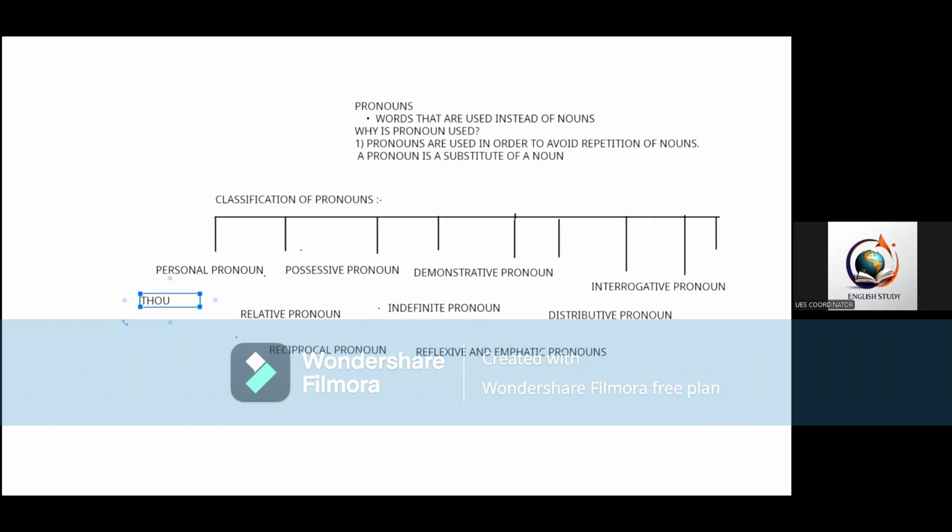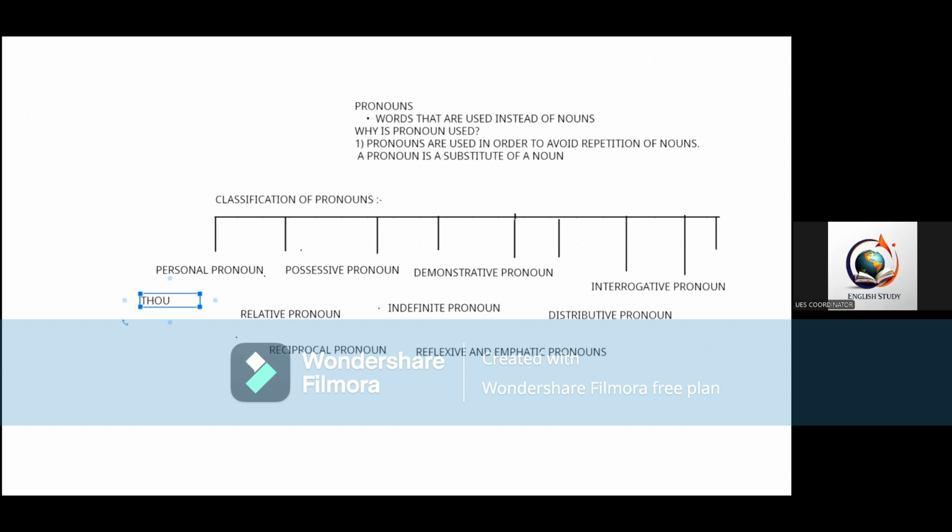So thou and thee, what are the meanings of those? Thou will mean you, thee will mean you. So you in the objective case remains the same as in the subjective case. If we are asked which words remain as they are in both subjective and objective cases, we will answer you and it. In subjective case you, in objective case you; in subjective case it, in objective case it. So in both cases, you and it remain the same.